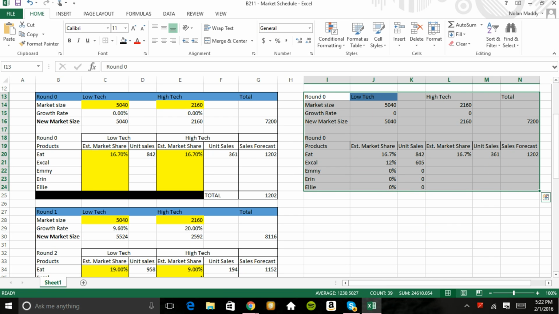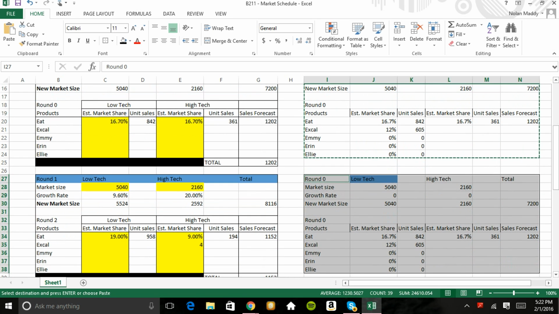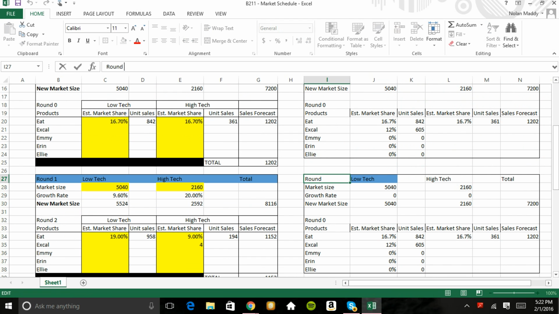That looks great. If you hit Control C, that will copy it once you highlight it all, and then you hit Control V and it'll paste it all. And now you can just change a few things. So you go round 1. And I already have all this set up, except our market size is not 540 for round 1. Our market size is our old total of the new market size. Okay, actually it is 540.